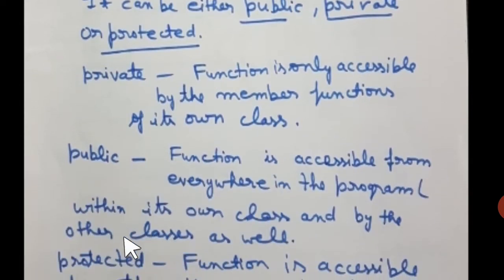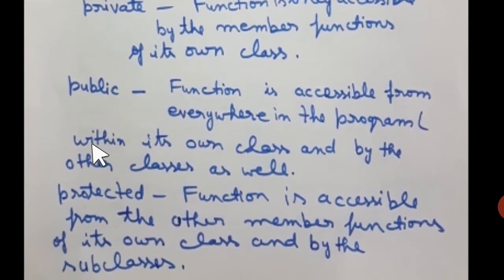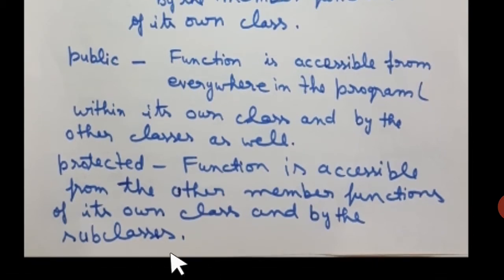Now then we have a public. So function is accessible from everywhere in the program within its own class and by the other classes as well. Maximum accessibility is with the public, private is the minimum accessibility. All right, then we have protected. Function is accessible from all the other member functions of its own class and by the subclasses. That's important. Means protected plays a very important role in inheritance.